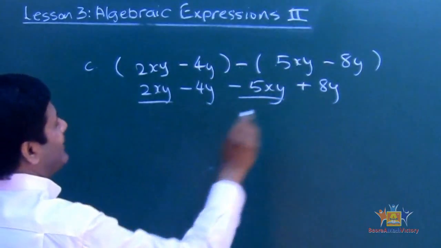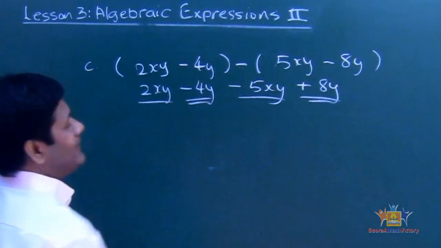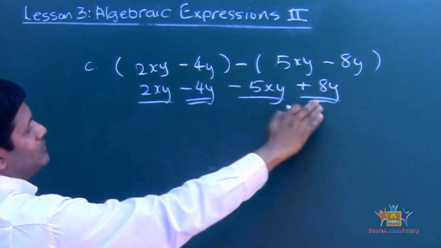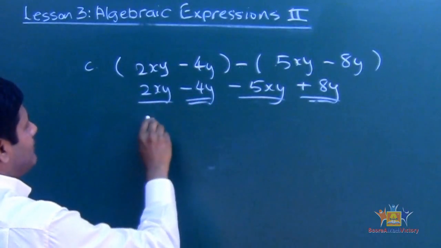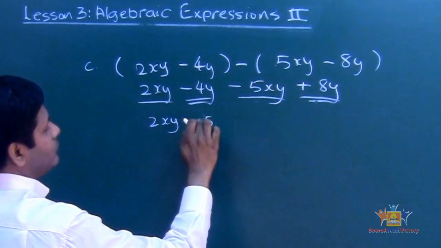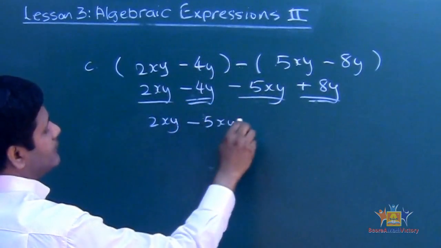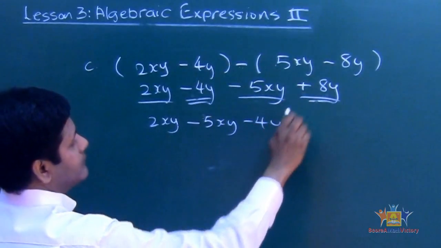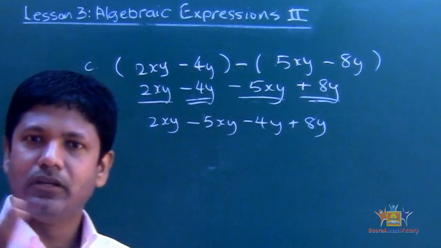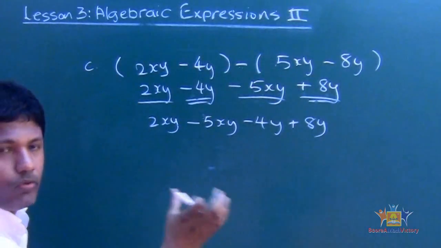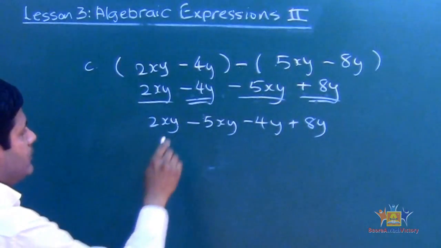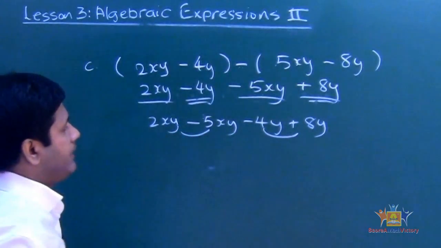We're going to group them by the terms. These two are the same terms and these two are the same terms. So let's bring them: 2xy minus 5xy minus 4y plus 8y. See that? Very important. You got to pay attention to that minus and plus when you group them, when you grab them by their sign. So I can combine this and I can combine that.